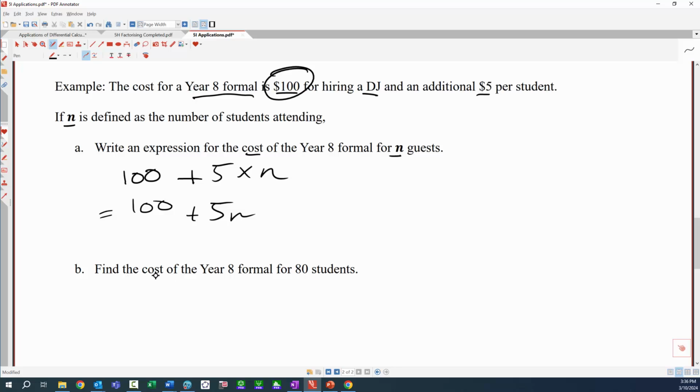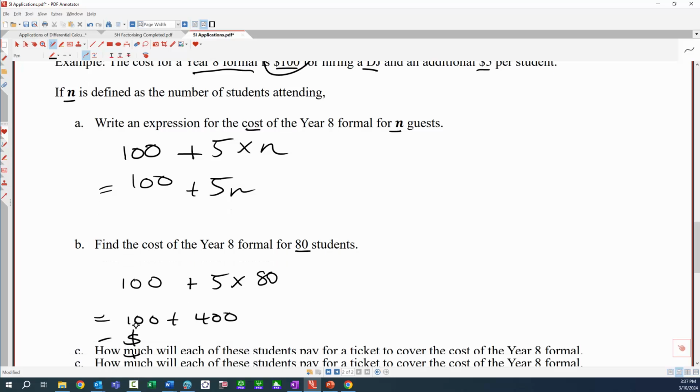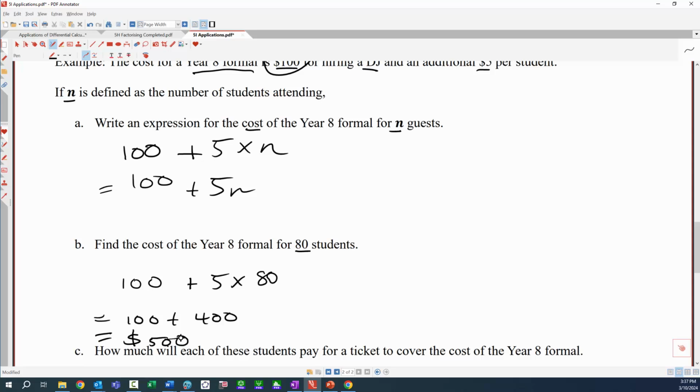Okay, now they want us to find the cost of the Year 8 formal for 80 students. So I know that that's going to be 100 plus 5 lots of 80. So this is 80 lots of the $5 cost plus the cost for the DJ. So that's going to be 100 plus 5 times 80, which is 400. That's going to be, in total, a formal cost of $500.